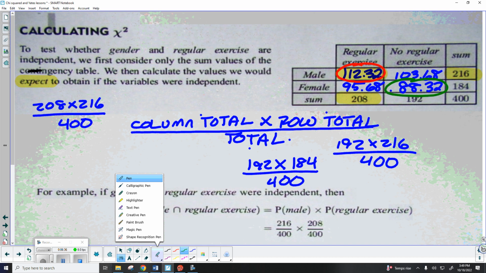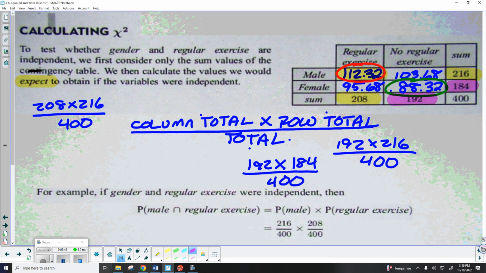Okay, so let me go ahead and highlight these. So 192 and 184, they intersect in the one cell that I'm interested in. And you'll notice we've already got that right here. 192 times 184, again, divided by 400. That should end up giving me 88.32. Well, let's see if that's actually what happens.